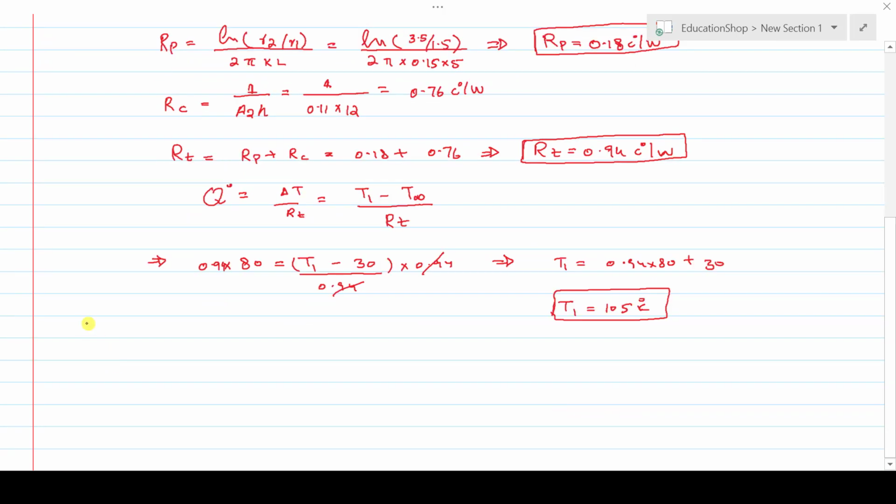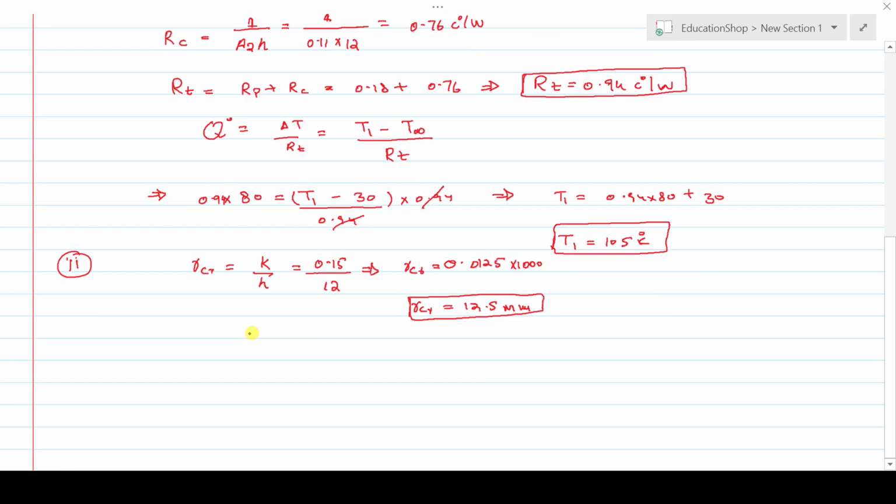Before answering the second part of this statement, you need to calculate the critical radius for this electric wire. Critical radius is denoted by RCR, that is equal to K divided by h. K is the thermal conductivity of the plastic cover, that is 0.15, and h is the convection heat transfer coefficient of the medium to which it is exposed, that is 12. It will give you the critical radius of insulation, that is 0.0125 almost, or to convert into millimeter, multiply by 1000 and you will get 12.5 millimeter.